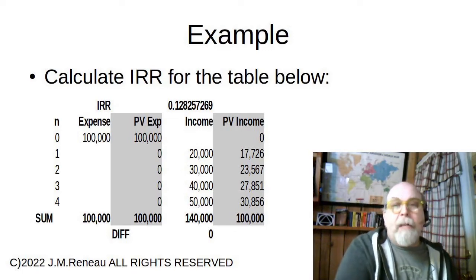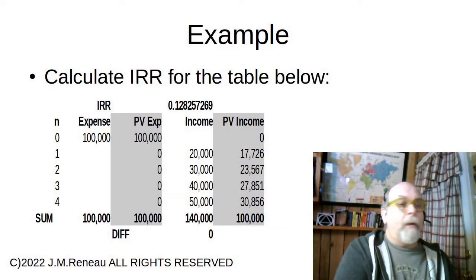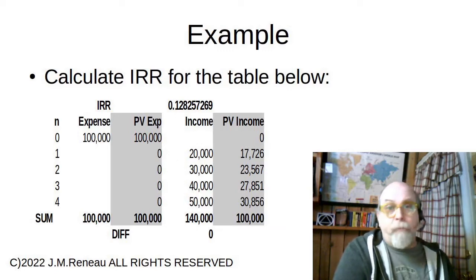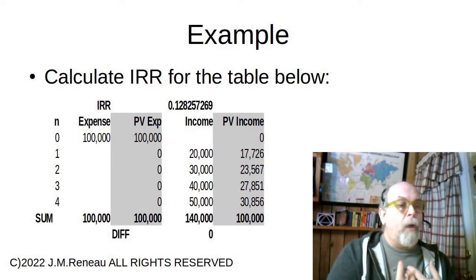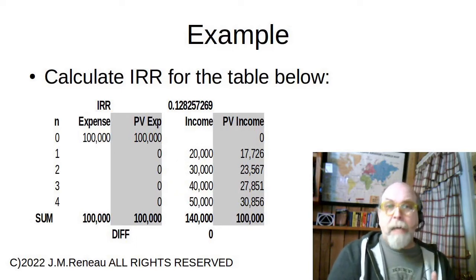Now, let's come over and look at our income side. So, at the end of year 1, we expect to have made 20 grand from it. At the end of year 2, we expect to make an additional 30 grand. At the end of year 3, 40 grand. And at the end of year 4, we expect this investment to return $50,000 to us. So we're expecting this investment to give us a return of $140,000 from our original $100,000 investment. That sounds like a pretty good deal.